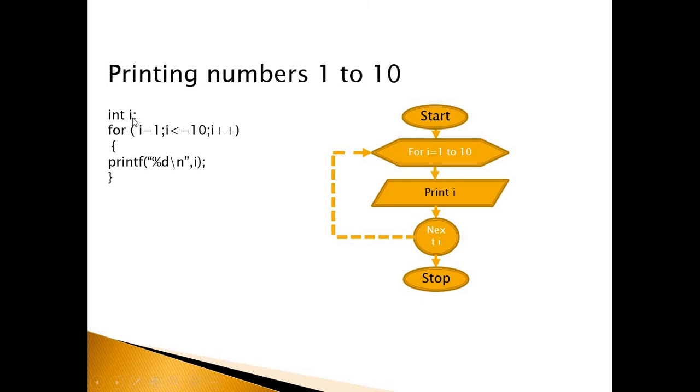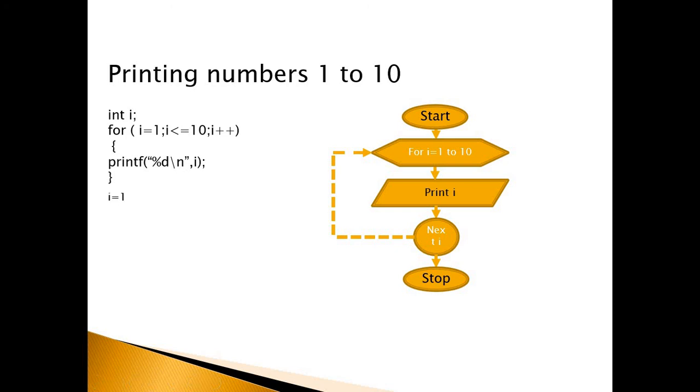An integer variable is taken, that is i is initialized to 1. As we want to print numbers up to 10, the test condition is i less than or equal to 10, i plus plus, and as we want to print the values from 1 to 10, we are using this loop control variable for printing the numbers. printf("%d\n", i). Here in place of %d, the value of i will be printed, and \n indicates that the next number should be printed on the next line.